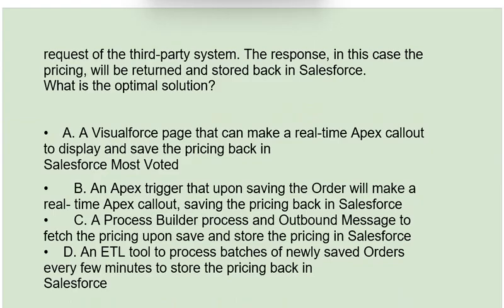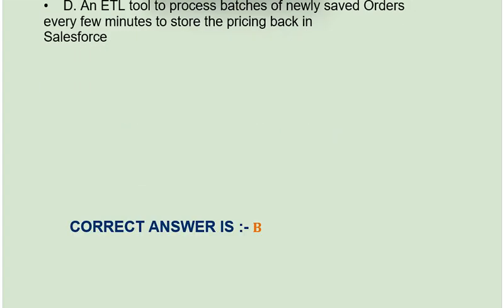Option A, a Visualforce page that can make a real-time Apex callout to display and save the pricing back in Salesforce. Option B, an Apex trigger that upon saving the order will make a real-time Apex callout, saving the pricing back in Salesforce. Option C, a Process Builder process and outbound message to fetch the pricing upon save and store the pricing in Salesforce. Option D, an ETL tool to process batches of newly saved orders every few minutes to store the pricing back in Salesforce. Correct answer is option B.